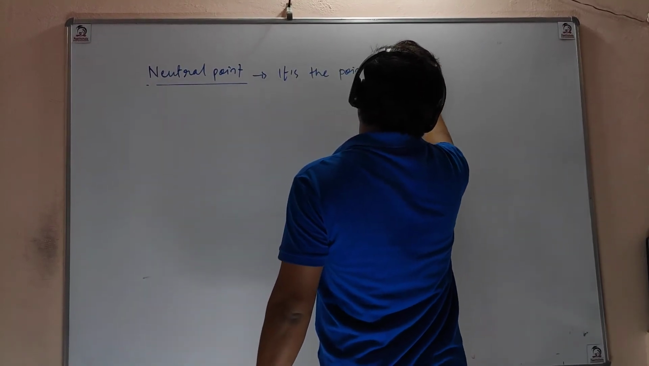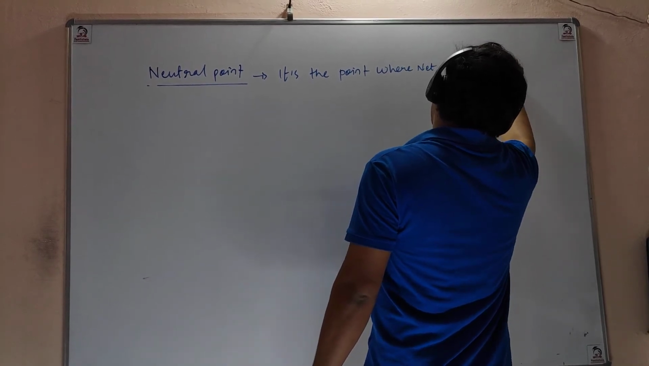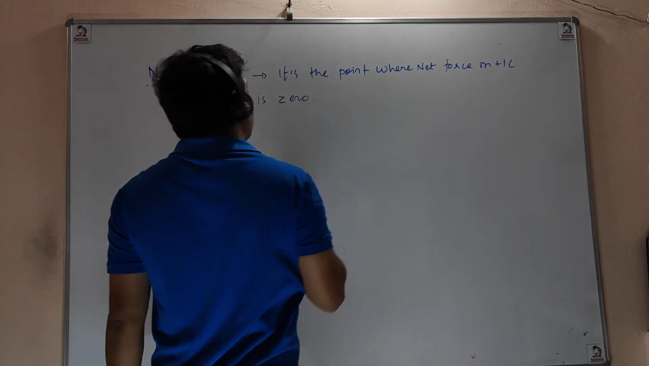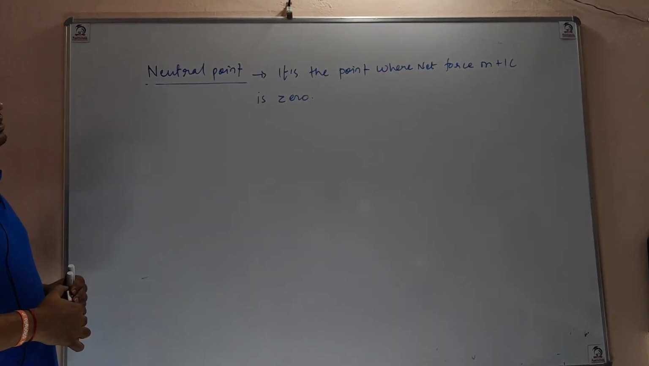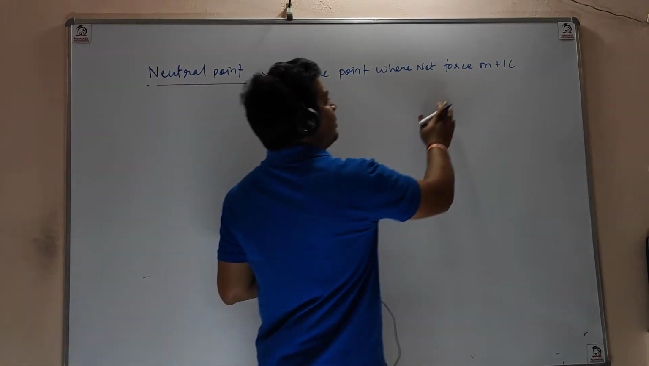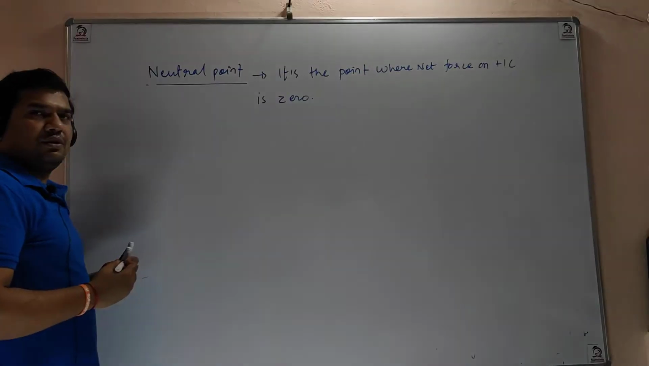Neutral point is the point where net force on plus 1 coulomb is 0. Neutral point is that point where net force on plus 1 coulomb is 0.